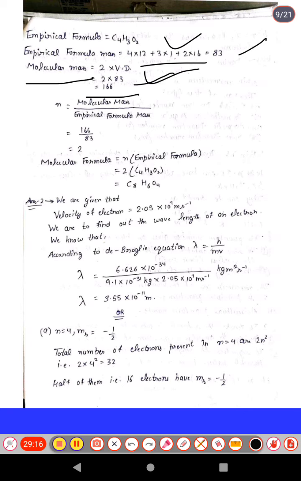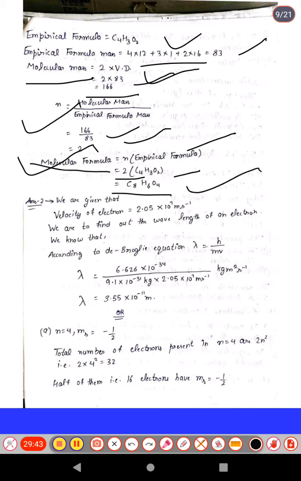So next, n will become equal to molecular mass over empirical formula mass, that is 166 over 83, it will give the n value that is 2. Molecular formula can be calculated by n into empirical formula. So the empirical formula is calculated here, the n value is calculated here, so put them in and solve it and we will get the molecular formula of the compound, C8H6O4. Okay, so this is the answer.